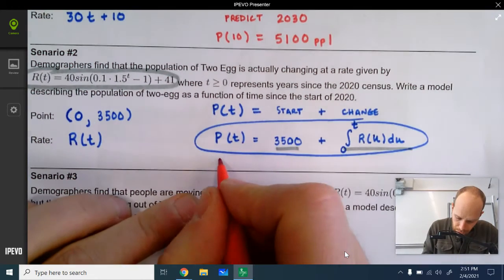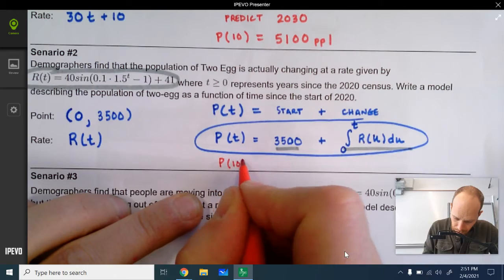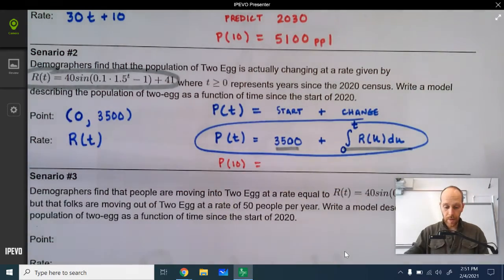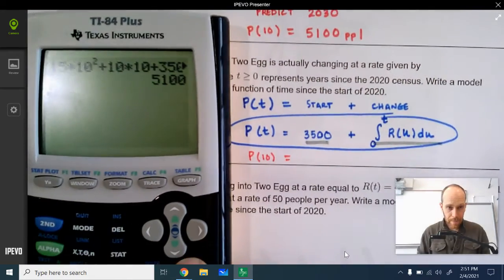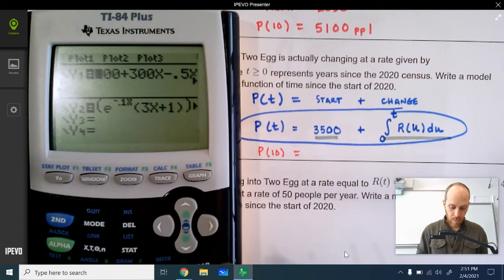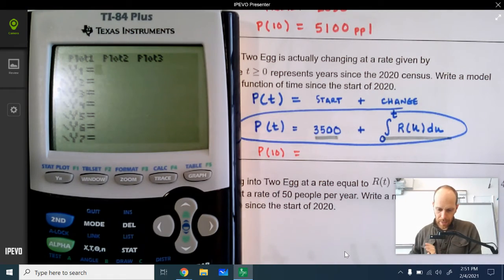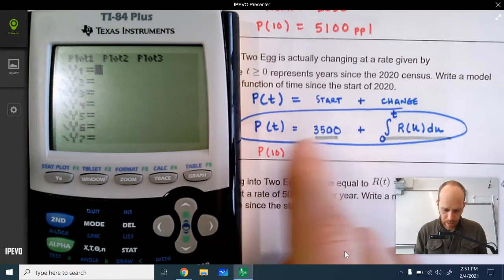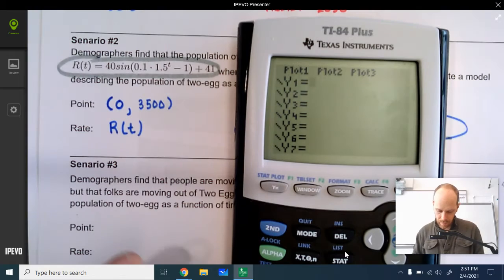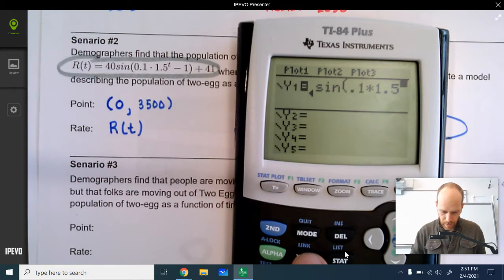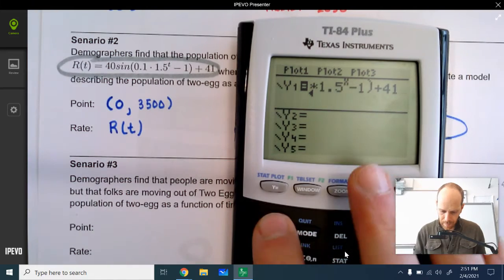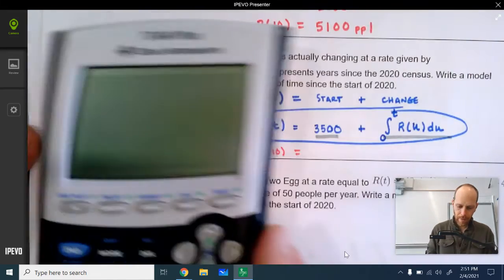And we should be able to calculate the predicted population in 2030 using this. And here's how we would go about doing that. I would encourage you to go to y equals and type in our function, which was 40 sine of 0.1 times 1.5 to the x minus 1, all plus 41. You don't really even have to worry about graphing it in this case.